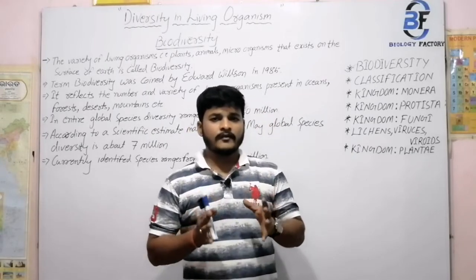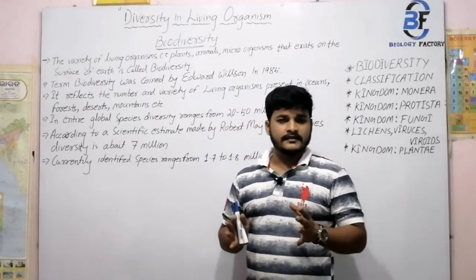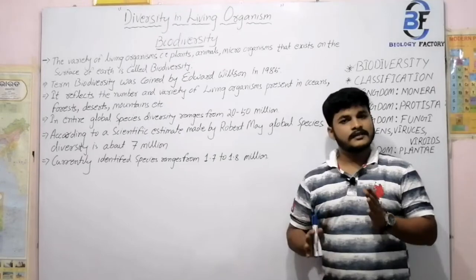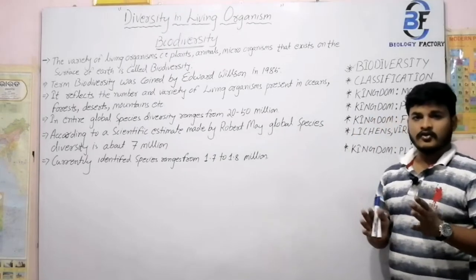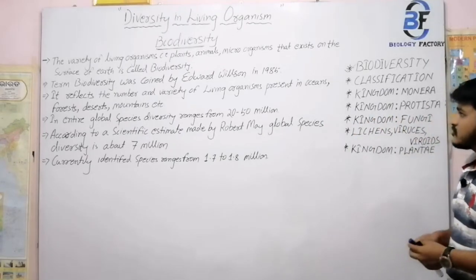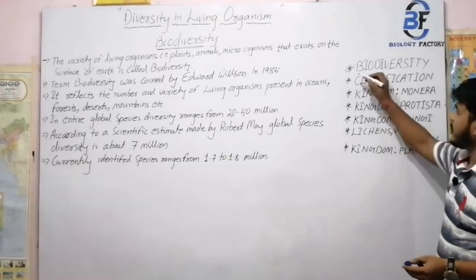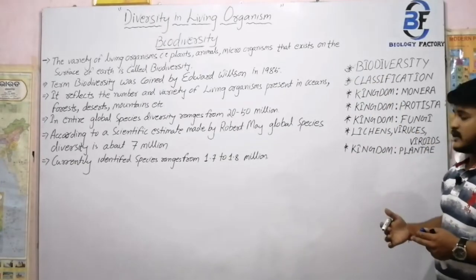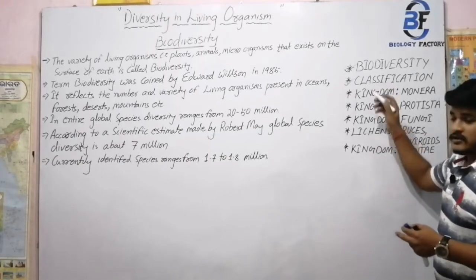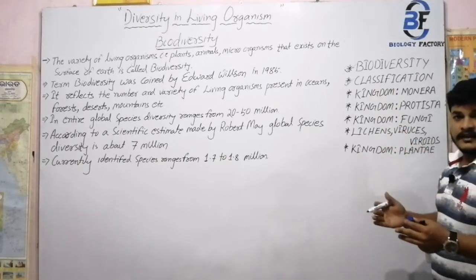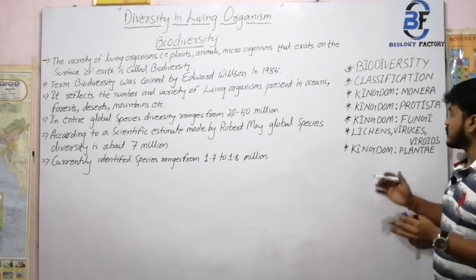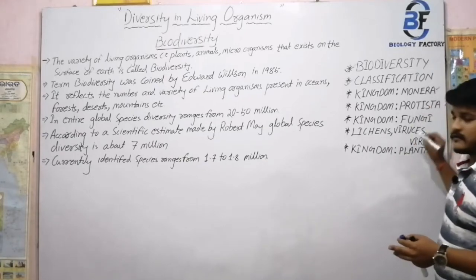As this is an introduction class, I just want to clarify the unit first, and next the chapters. The first chapter is biodiversity. Next is classification, where we classify all these things. Then we briefly classify every kingdom, every plant kingdom. We classify Monera first.